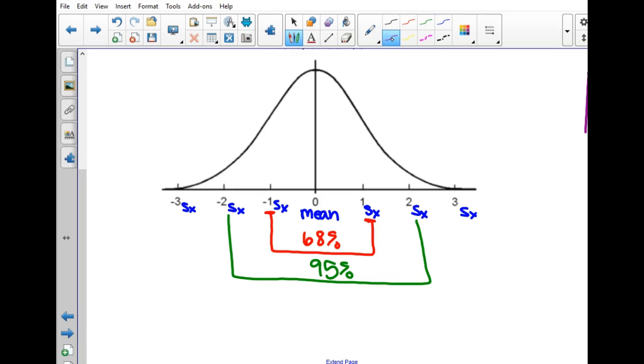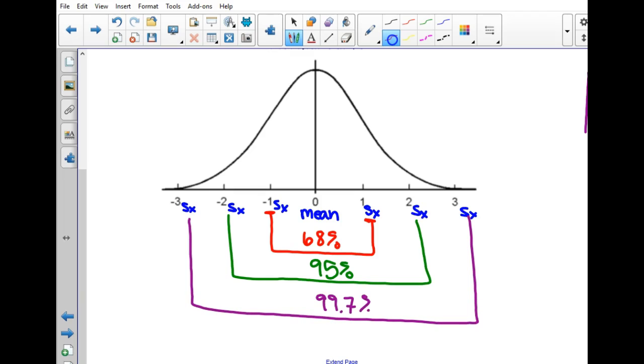And finally, 99.7% of the population will fall within 3 standard deviations of the mean. This is a rule that is true for everything that is normally distributed. Can you have a standard deviation 3 above the mean in a normal distribution?